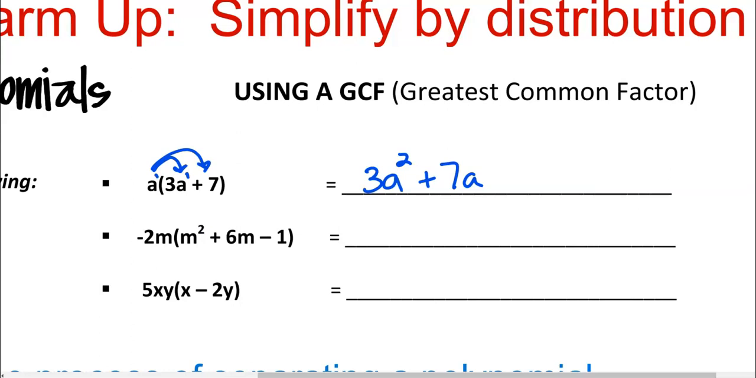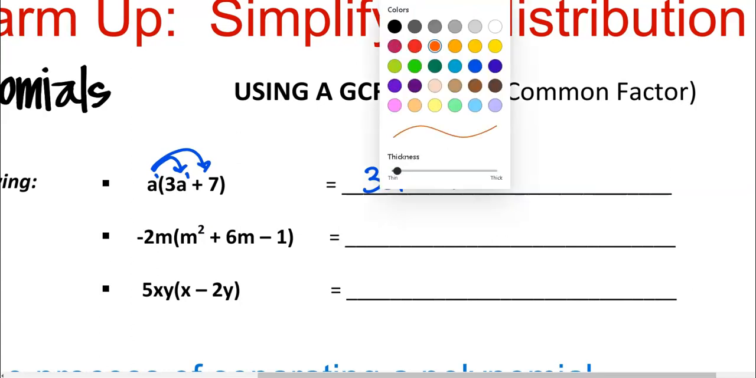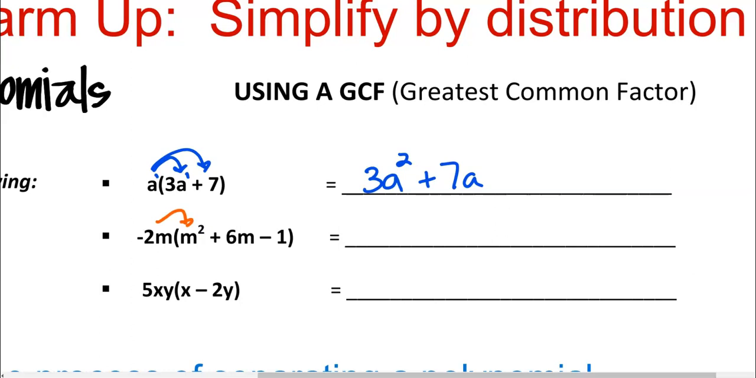Our next one has a coefficient and a variable together. So we multiply like things. Negative 2m times m squared. Well, negative 2 is just going to stay negative 2, right? There was no other coefficient to multiply it with yet. So negative 2 is still here. And m times m squared is, there you go. Good. There's a little one right there.